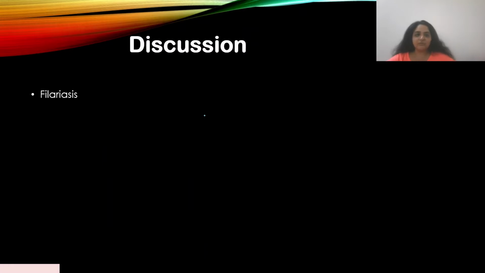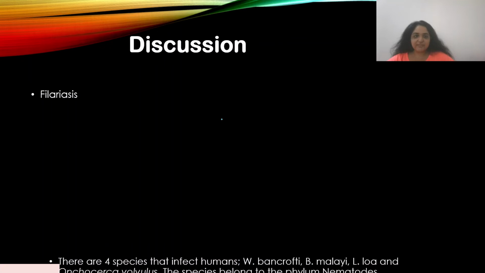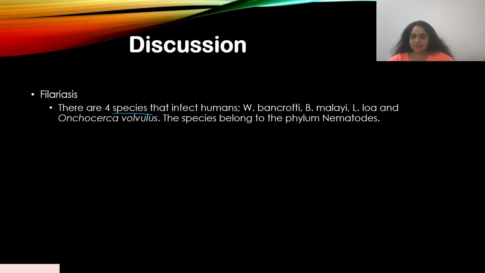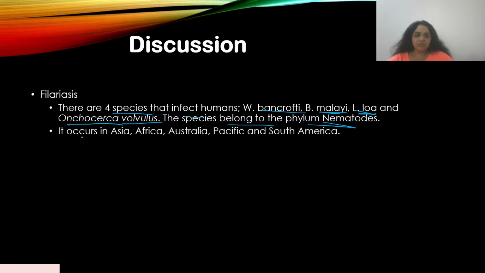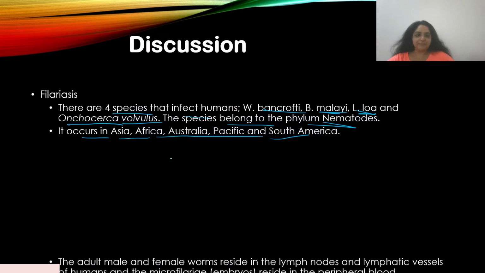Okay, so we've gone through typhoid, we've gone through pneumonia. Let's look at filariasis. There are 4 species that infect humans: Wuchereria bancrofti, Brugia malayi, Loa loa, and Onchocerca volvulus. Okay, they're very long names. And these species belong to the phylum Nematoda. It occurs in Asia, Africa, Australia, the Pacific, and South America.